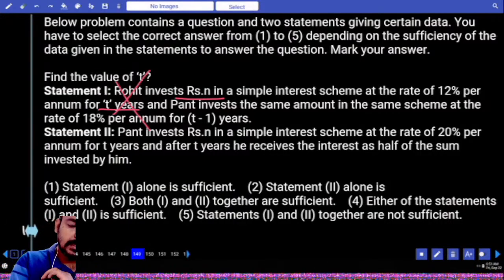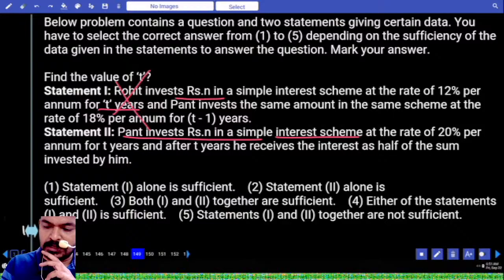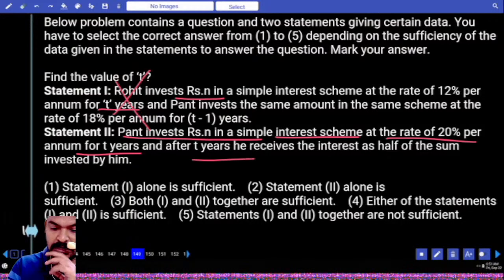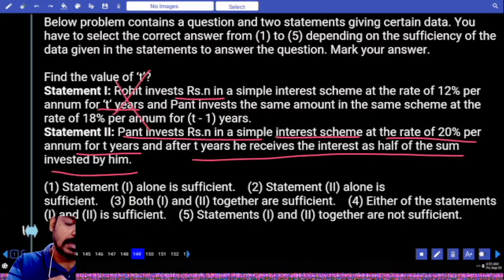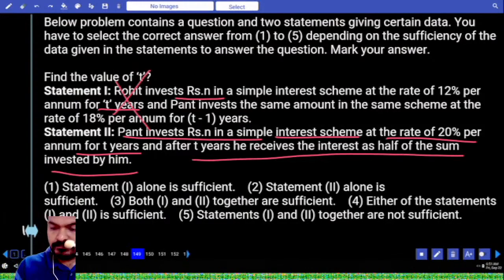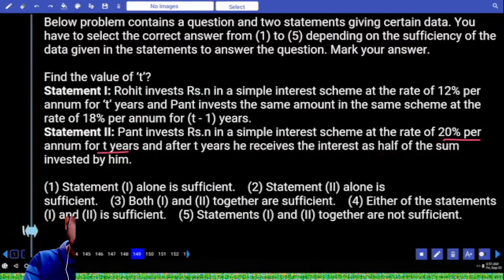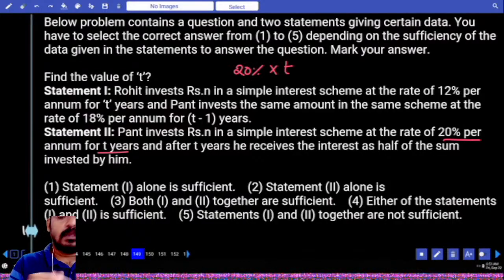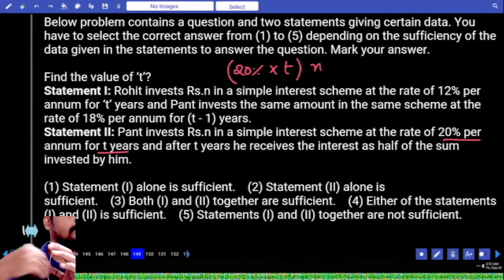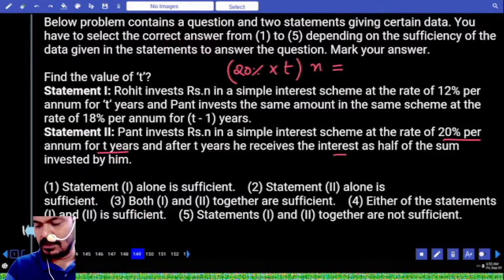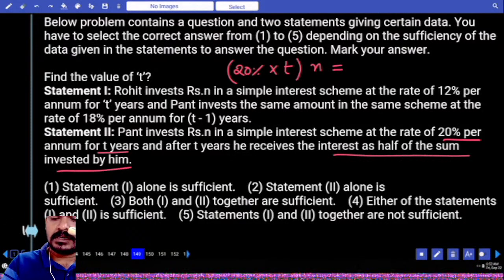Not sufficient. Now the second statement, Pant invested N rupees in a simple interest scheme at the rate of 20% per annum for how many years? T years. After T years he received interest as half of the sum invested by him. Okay. 20% for T years means what is the interest value? 20% into T years of which one? N value. Interest is calculated on the principal, so what is the principal value? N. That interest equals which one? Half of the sum invested, means interest equals N by 2, and N cancels.